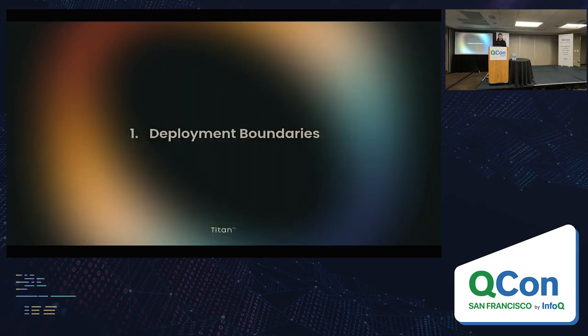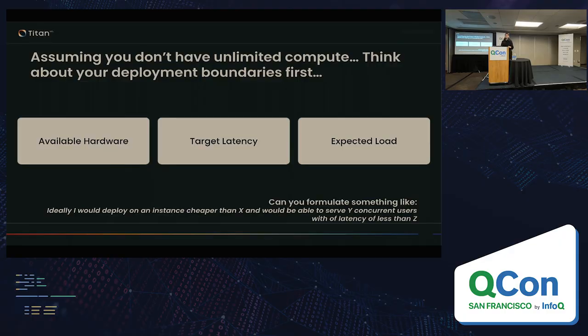So let's start with deployment boundaries. Assuming you don't have unlimited compute, and to be honest, even the AI labs don't have unlimited compute. It's a really, really scarce resource at the moment. You need to be very, very aware of what your deployment requirements are, and then work backwards from what you know about them. So if you know you only have certain available hardware, maybe you're just CPU bound and you're deploying completely on-prem and you don't have GPUs, then you probably shouldn't be looking into deploying a Llama 4 or 5 billion. So knowing that kind of boundary is important from the get-go.